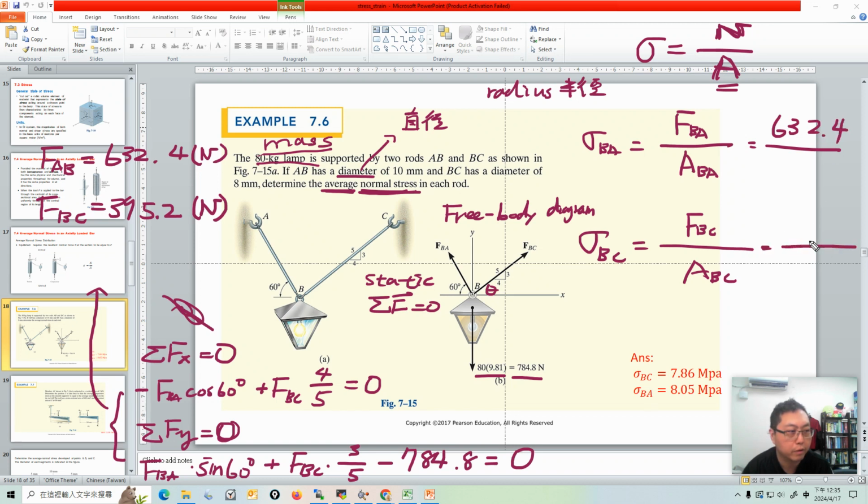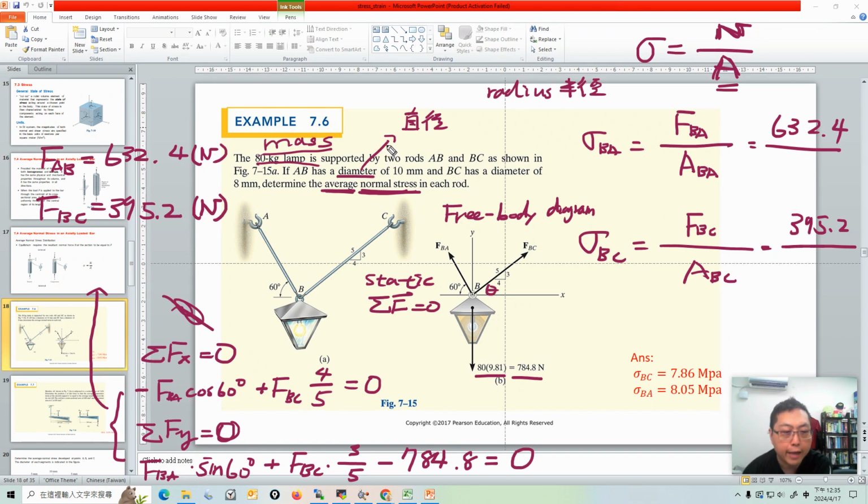The force is 395.2. The other thing is to calculate the area of BA and the area of BC. AB and BC are given as diameters. AB is 4 millimeter diameter, and BC is 8 millimeter diameter.